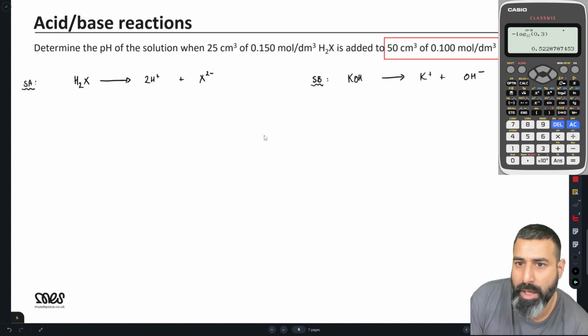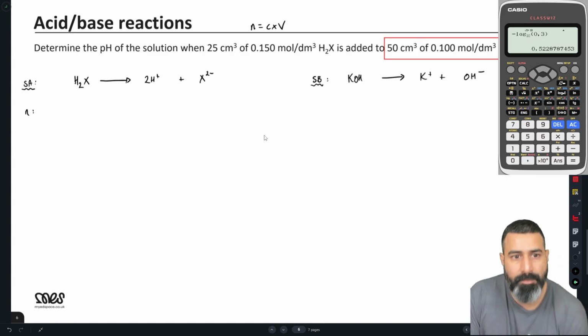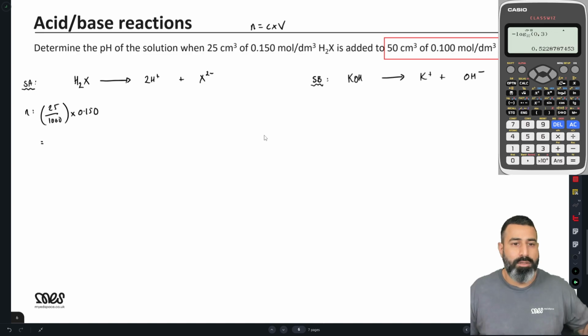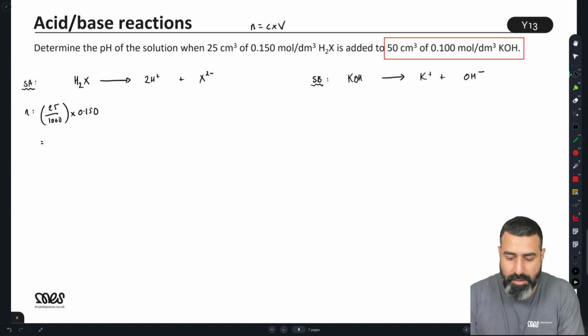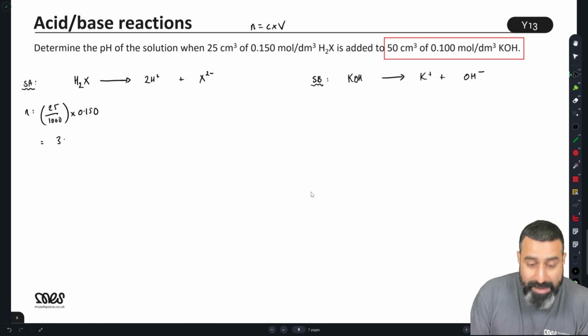Okay, so now what I'm going to do is work in moles. So I'm going to work out the number of moles of H2X. And to do that, remember n equals c times V. So, I've got the volume, it's 25 over 1,000 multiplied by 0.15. And what does that give me? We get an H2X number of moles as 3.75 times 10 to the minus 3.